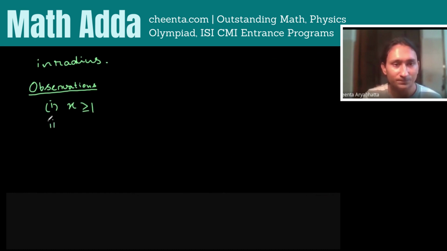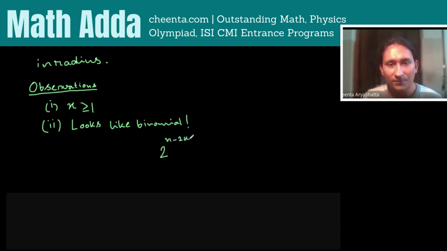Observation number two: it looks like binomial. In fact, it is 2 power n minus 2k, 3 power k. Instead of writing 3 power k, if I write root 3 power 2k, then it falls nicely into that format. See?